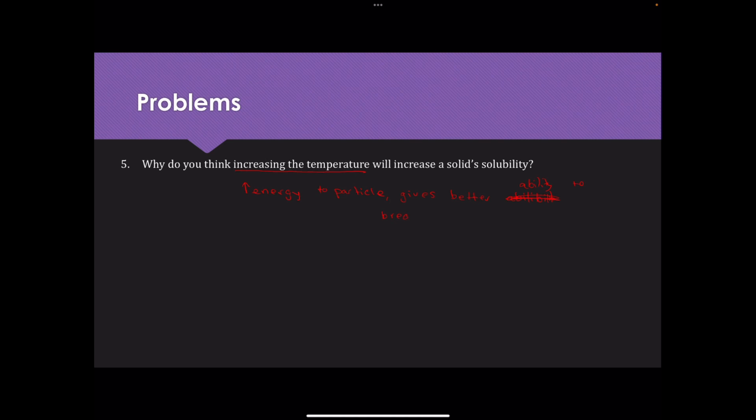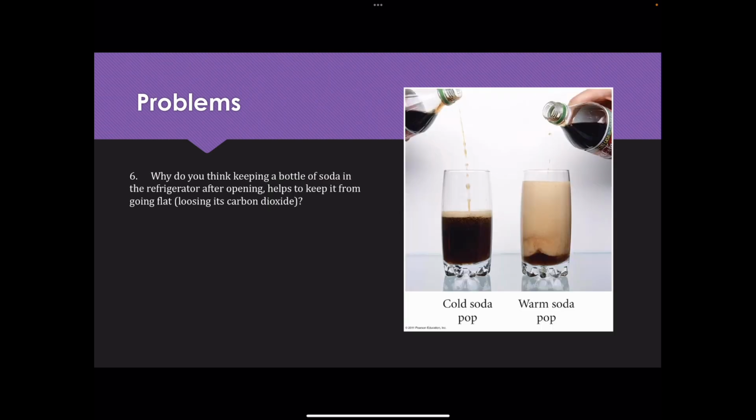So again, we get that better ability to break attractions. That will always be true, or mostly true, when we have a solid. We have more energy, which gives us a better ability to break those intermolecular forces. Now our gases are going to be the opposite.